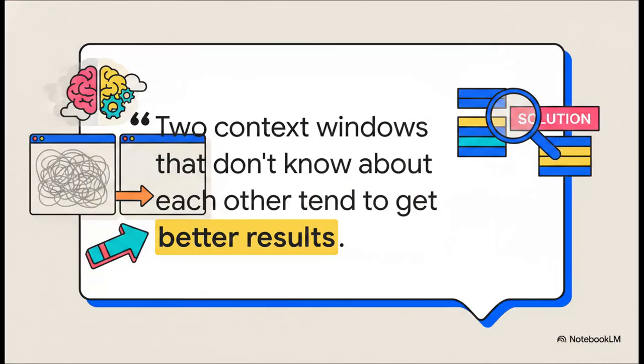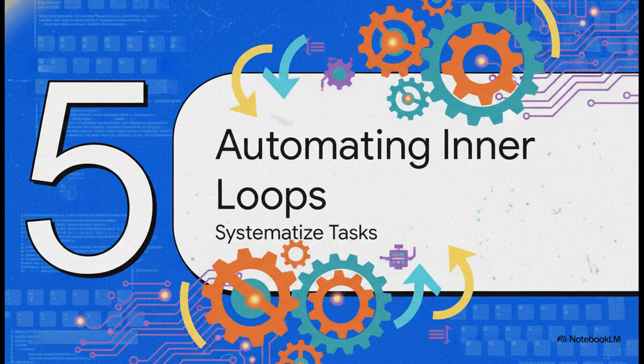I absolutely love this quote from Boris. He says, "2 context windows that don't know about each other tend to get better results." And it's so true. When an AI is deep in the weeds of a super long conversation, its context window gets all fogged up with baggage. Sometimes the absolute best debugging move you can make is to just spin up a completely fresh partition session. It looks at the hard problem with zero baggage, and boom, it instantly spots the obvious solution that your other session totally missed.